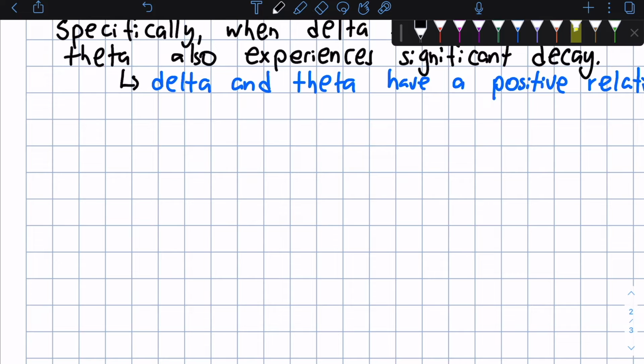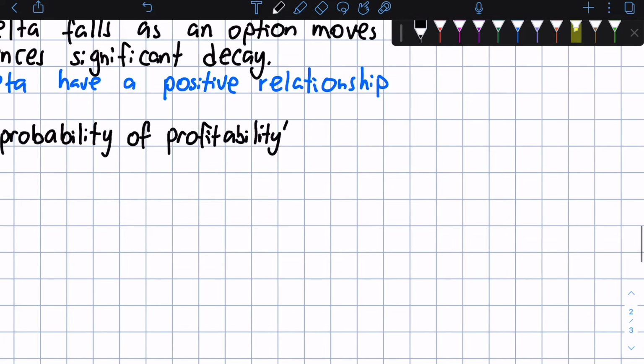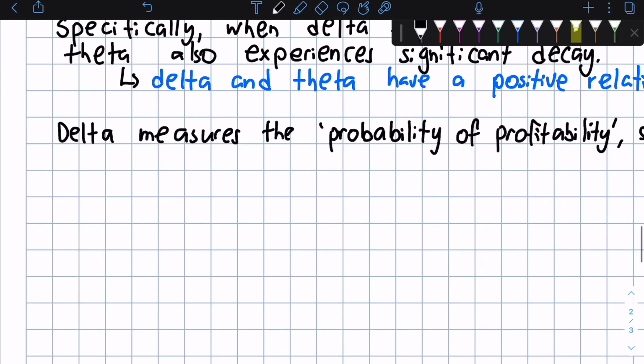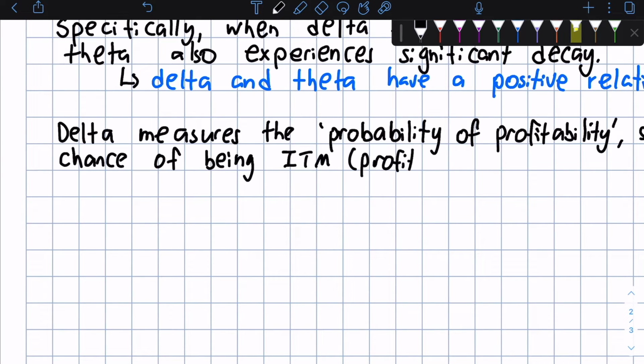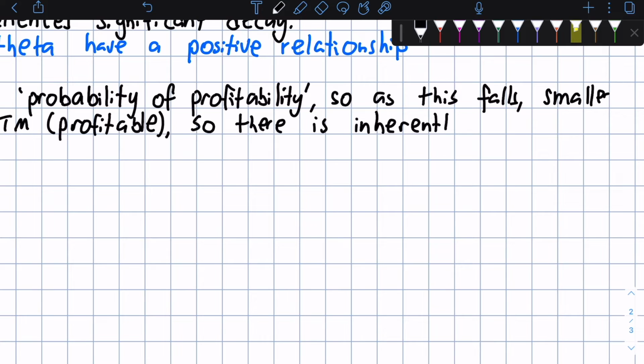As we've discussed, delta measures the probability of profitability of an option. So as delta does fall, there's a smaller chance of it being in the money or profitable. So there is less time value.